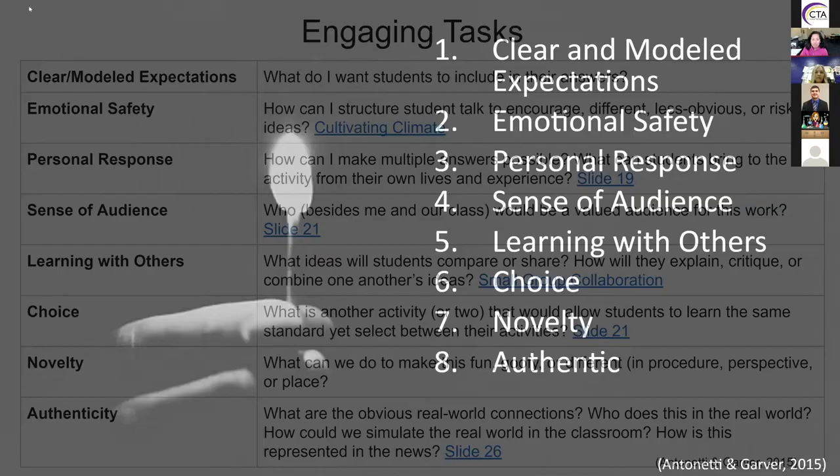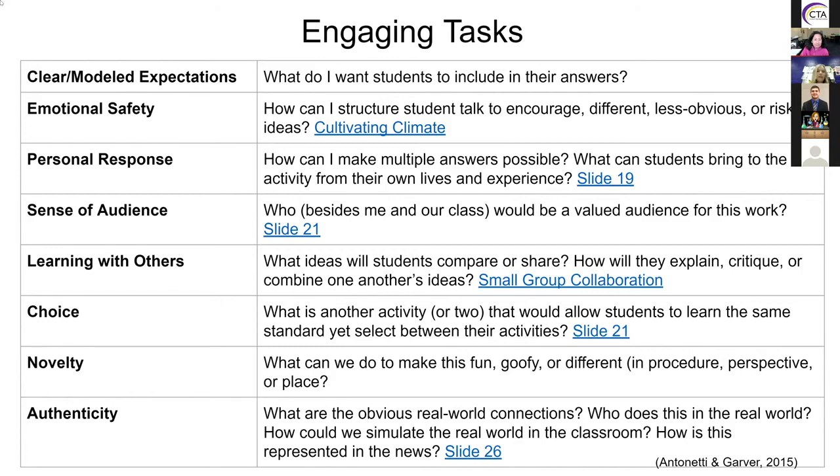Yes, ma'am. Thank you. All right, so one of the 8 characteristics or 8 things that we want to look at is clear modeled expectations. And this is what we talked about on Tuesday. This is that teacher and student clarity. This is the learning intentions. This is the success criteria. This is your students know what success is going to look like when they complete this task.